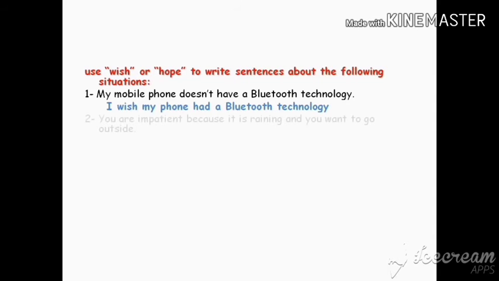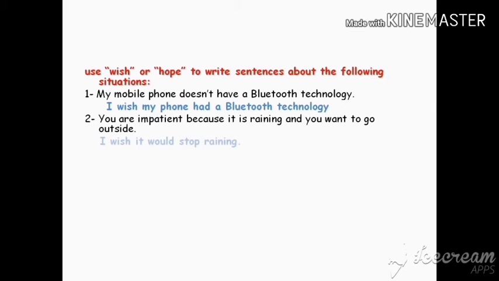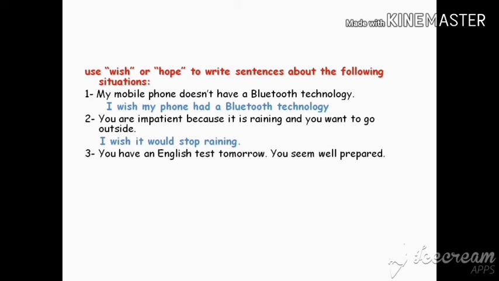Number 2, you are impatient because it's raining and you want to go outside. The correct answer is, I wish it would stop raining. So here, you cannot do anything about this. You can't change the fact that it's raining now, and you can't change this because maybe it's too late or that's it. So this is the correct answer. Let's move on to number 3.